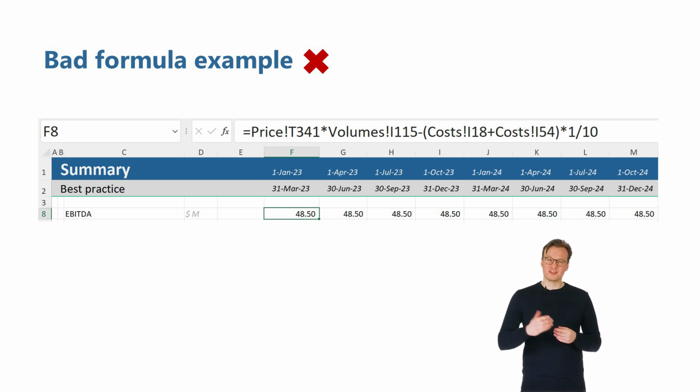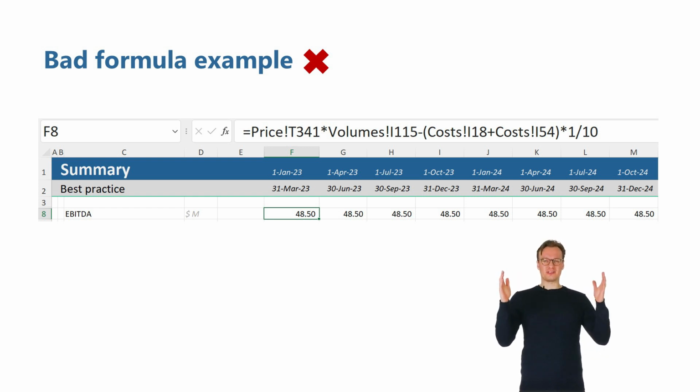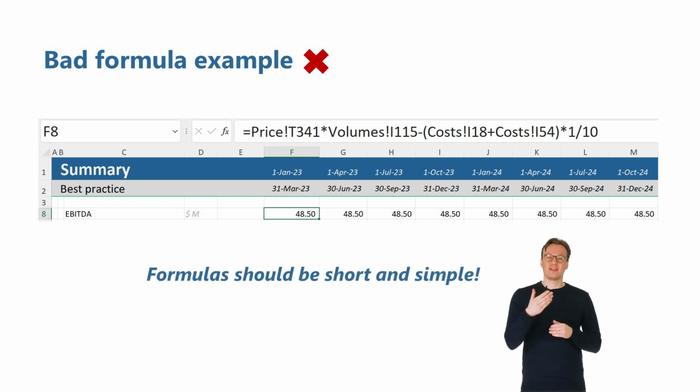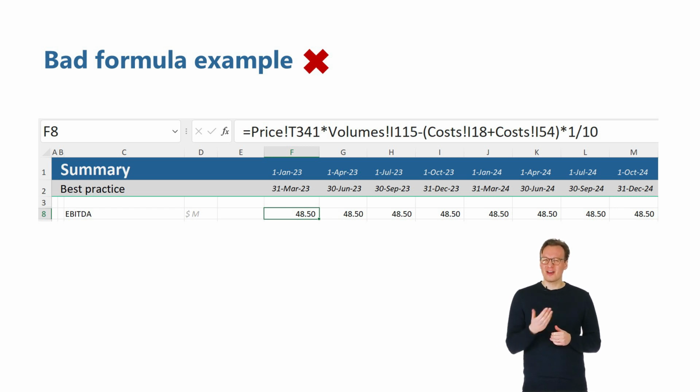Well, for starters, I also don't know what this formula is doing. It's very unclear. It basically stretches all the way across the screen and has more components than I can count. We want to keep formulas short and simple. This formula is also linking to 3 different tabs. First, it links to a cell in the Price tab, then to a cell in the Volumes tab, and then some cells in the Cost tabs.